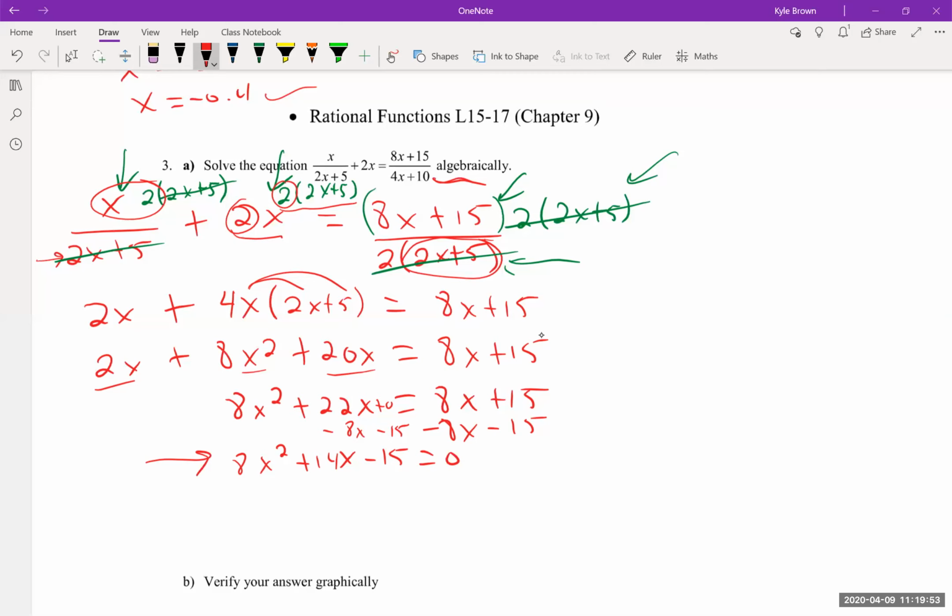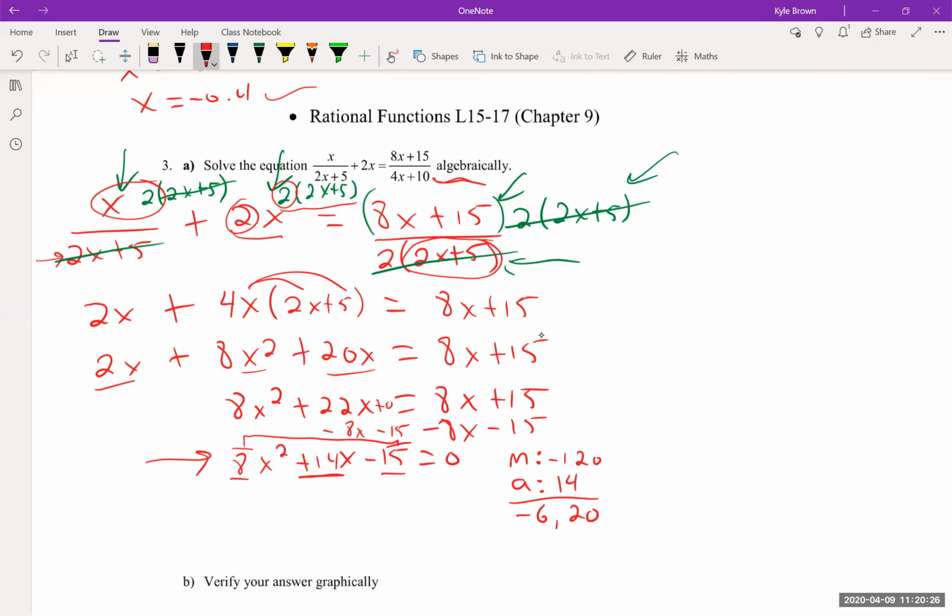The way we factor these ones with a number out front, it's not as pretty. It's going to be bigger numbers, but we want to find numbers that multiply to what 8 and 15 multiply to, so negative 120, and that add to 14, the middle one. If you search around a little bit, we end up getting negative 6 and 20. Those are our two numbers.